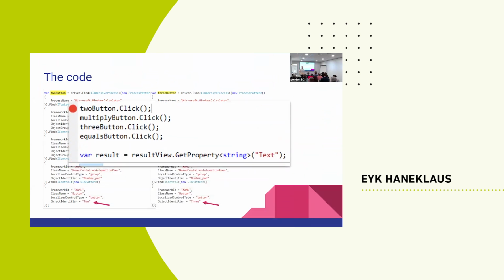Consequently, the test code could look like this. These are screenshots from LINQPad. It's really comfortable. The buttons are clicked in the correct order. The result is retrieved and can be checked afterwards. But everyone sees this approach does not scale. If you would add another test case, not with multiplication but with addition or so, the amount of code would multiply.